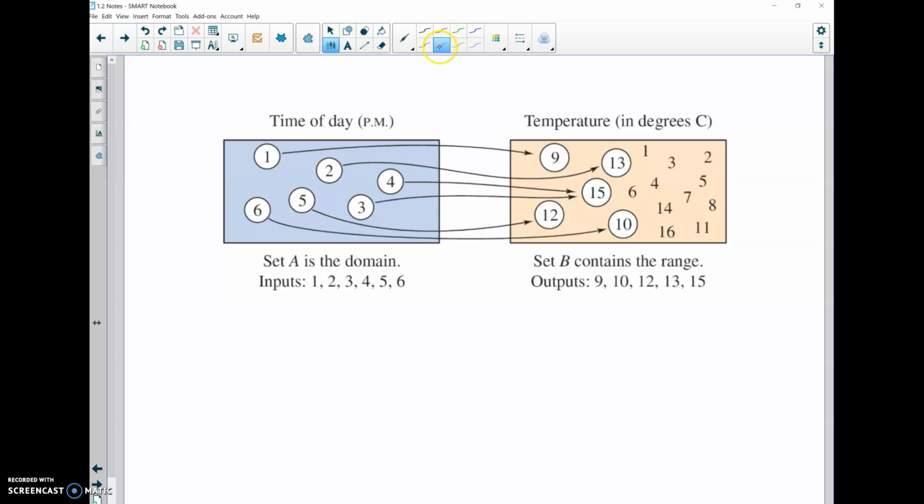But notice, each of these inputs only have one line coming out of them. That is what a function is. You're only allowed to have one line coming out of each input. So your domain are these 6 elements, and your range only has 5 because 15 has 2 inputs going to that output, and that is allowed.